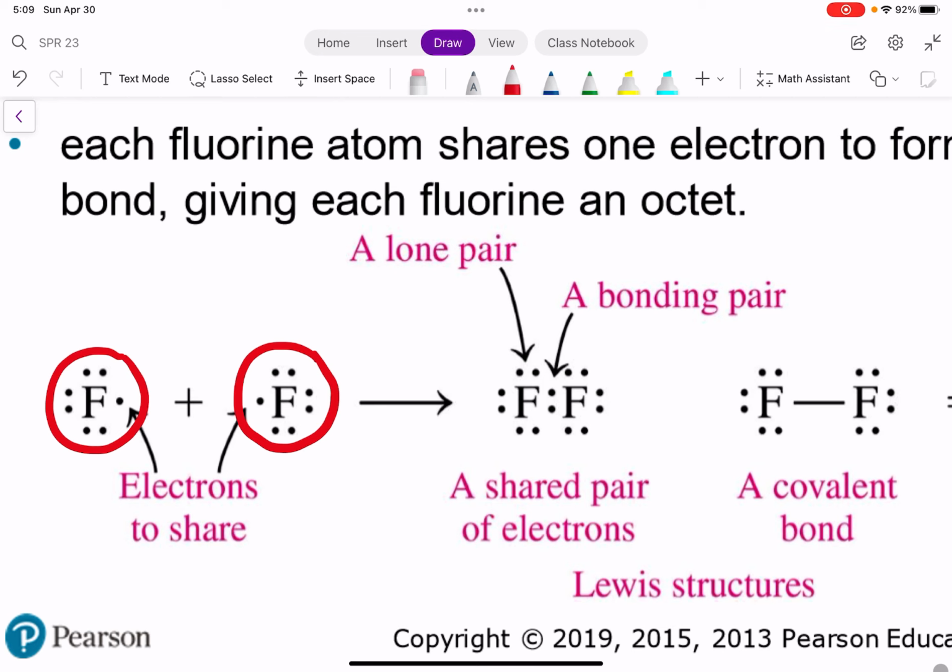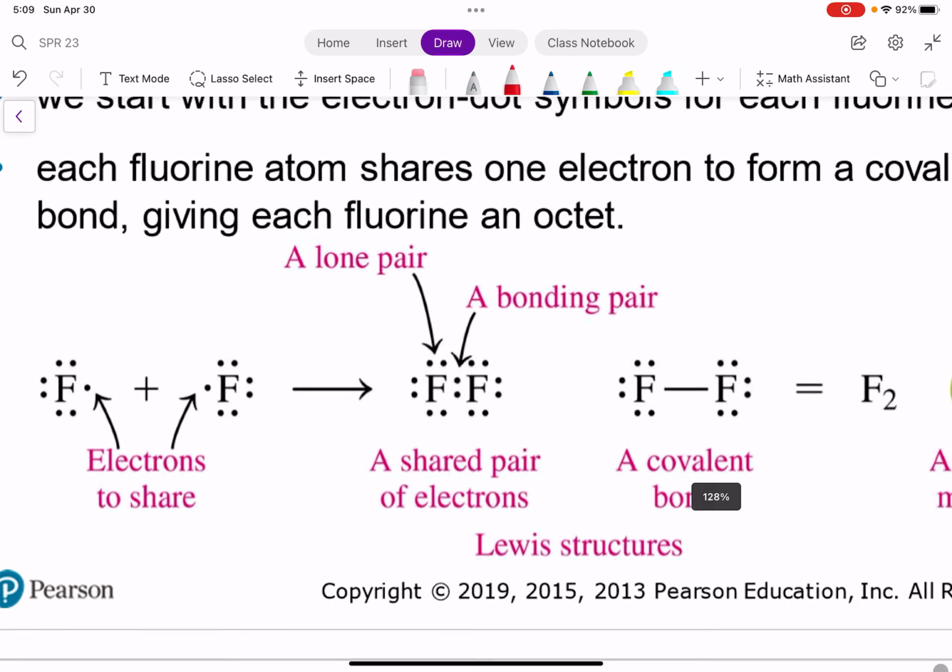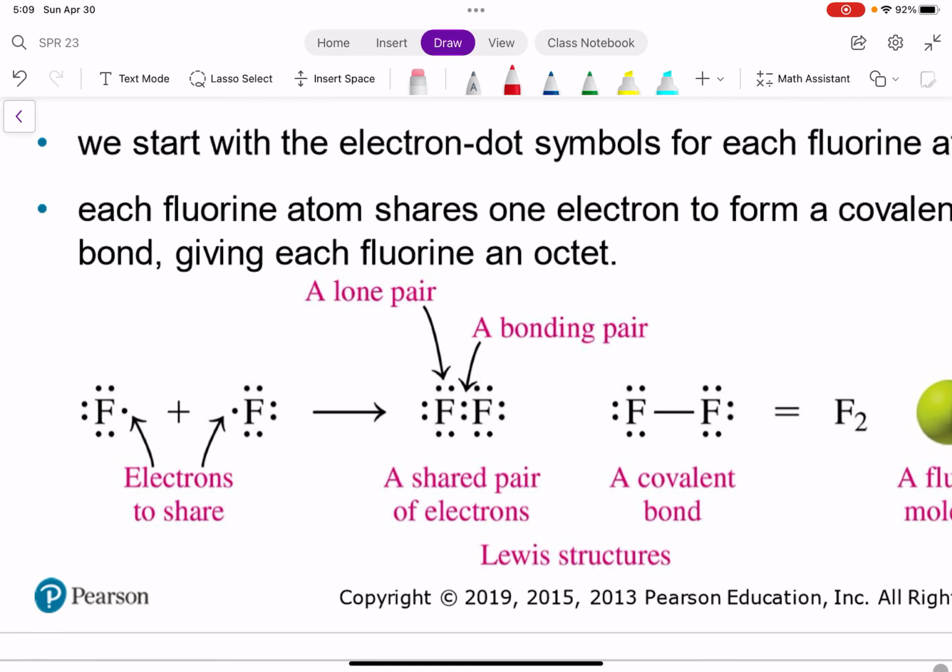Each of those fluorines only needs 1 more electron in order to have a full octet. Each of these fluorines has 7 valence electrons, and it wants 1 more. So they get close together and they're like, you know what? Let's just share. Let's share our electrons, and then we can each have that octet. So that's exactly what they'll do.